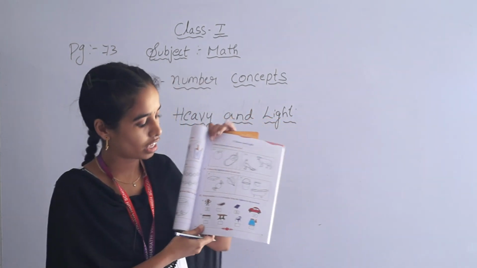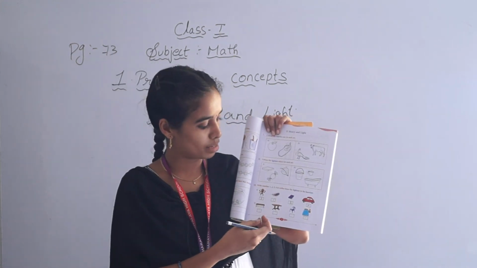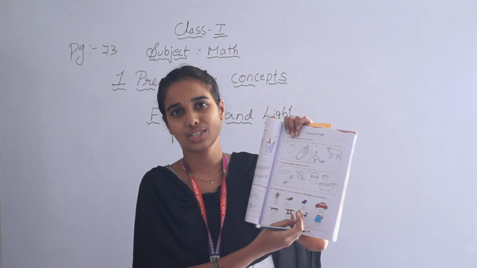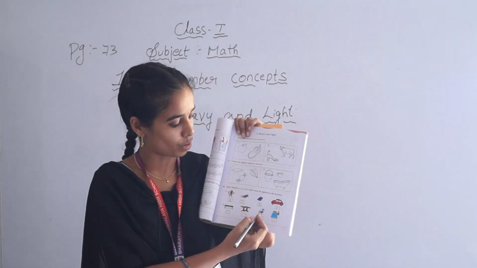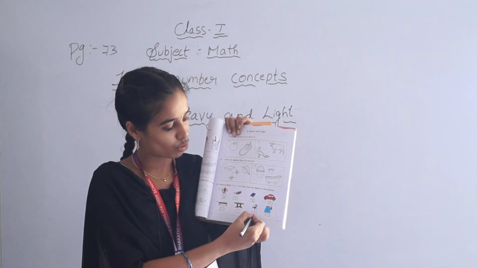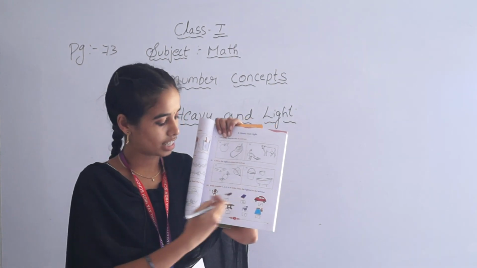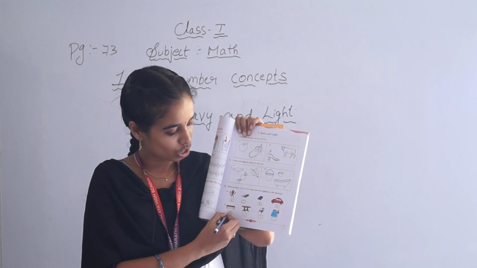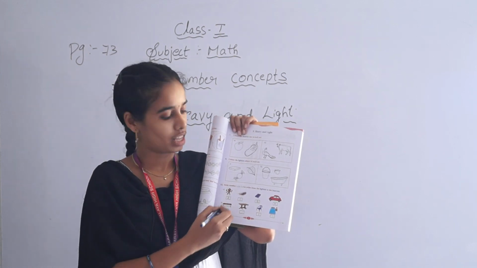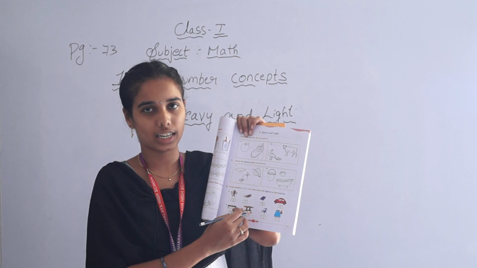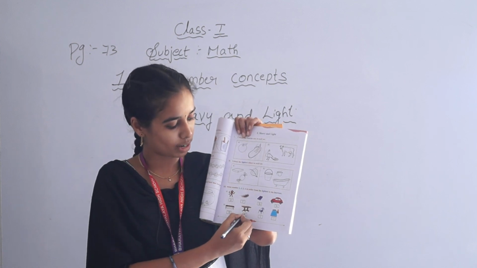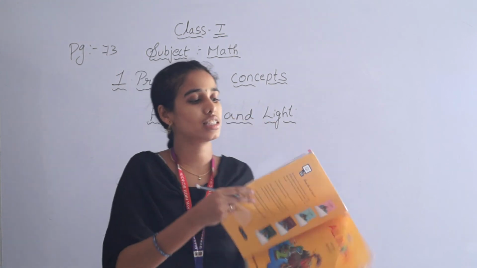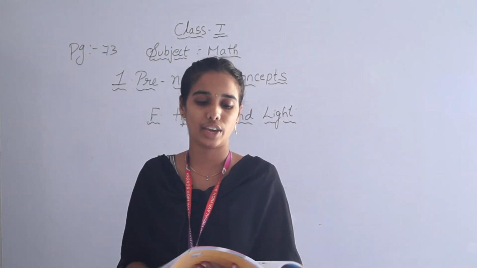In the next one they have given some different types of tables and chair and bed. In this also you have to first find out which one is the lightest one. That is chair, you have to write 1 here. And next, in these 2 tables, which one is lightest? First one. So you have to write 2 here. And next, in bed and another table, the table is the lightest one. So 3 and 4. So this is our last topic, that is heavy and light.